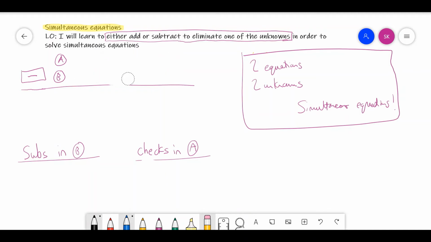What's left here, the stuff in purple, is our strategy every single time we want to solve simultaneous equations. It doesn't matter what the equations are. If we've got two equations and two unknowns, we're going to write out our strategy just like this. So let's do another example.